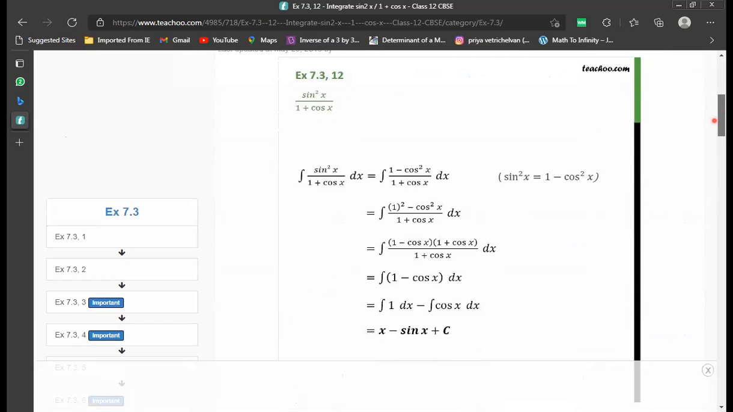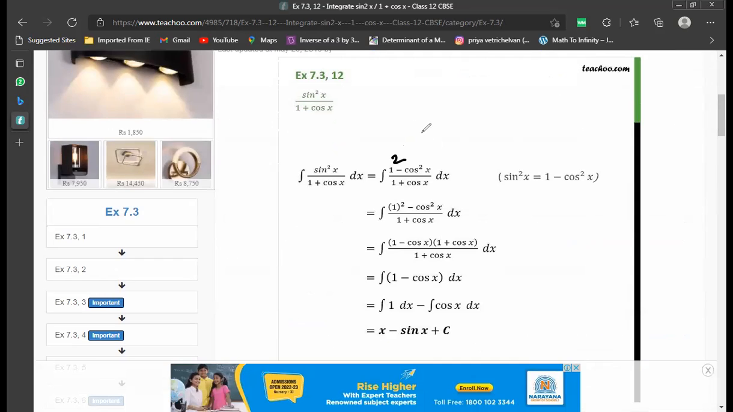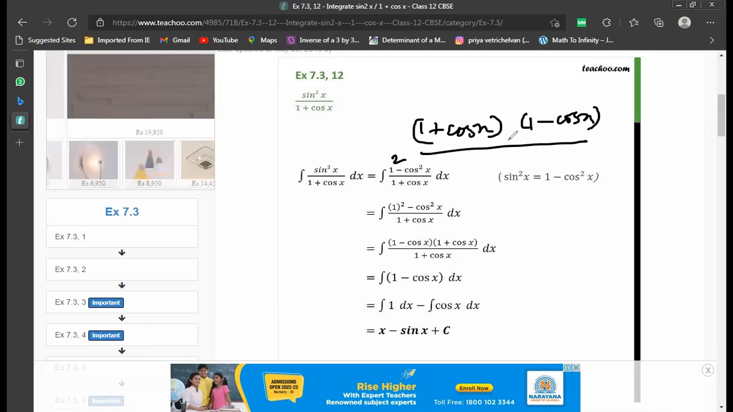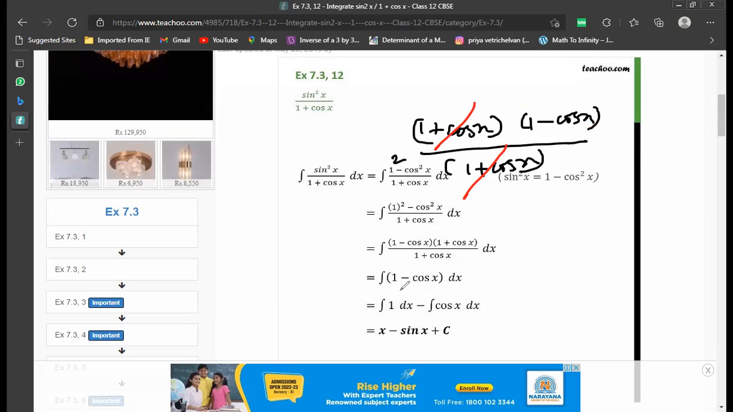Sine square x upon 1 plus cos x. So we are rewriting the sine square x as 1 minus cos square x because in the denominator you do have cos terms. So 1 minus cos square x can be written as 1 square minus cos square x. So a square minus b square can be written as 1 plus cos x into 1 minus cos x. So just replace your numerator like this. In the denominator, you do have 1 plus cos x. Cancel the 1 plus cos x and 1 plus cos x. So you're left with 1 minus cos x. So when you integrate this, integration of 1 is x and integration of cos x is sin x. That's it.